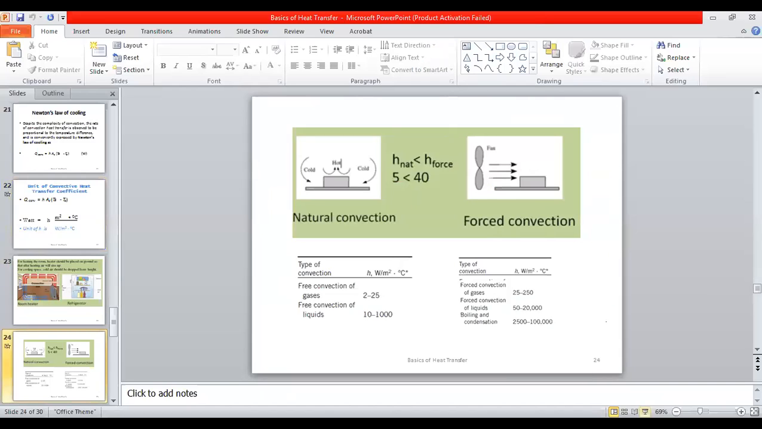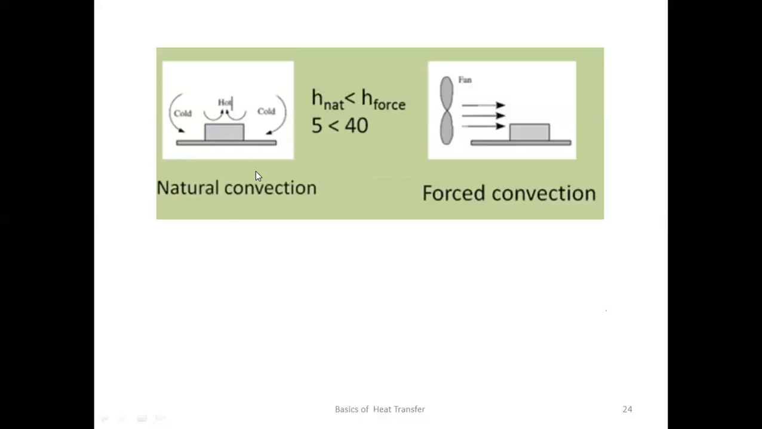See here, natural convection. All of you know this is natural convection. A fan is not used here. As the fan is not there, hence it is natural convection. No external power is there. And this is forced convection. External power is used. Hence, see the difference in H value: H for natural convection and H for forced convection.